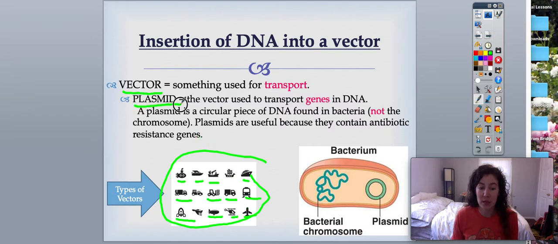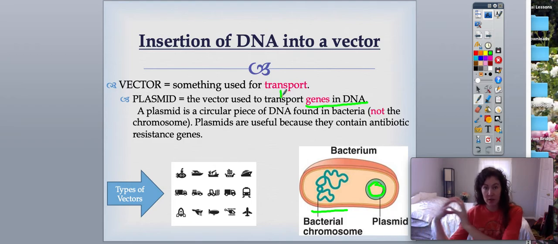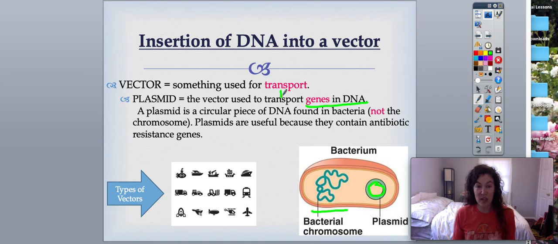Next, the plasmid. The plasmid is this part, the little circle inside of a bacteria. It's not the bacteria's chromosome. It's just an extra little chunk of DNA that bacteria use. This plasmid is going to be the thing that can transport genes in DNA. The plasmid can actually move in and out of this bacteria, and you can transport those genes that we've been cutting up from day one.